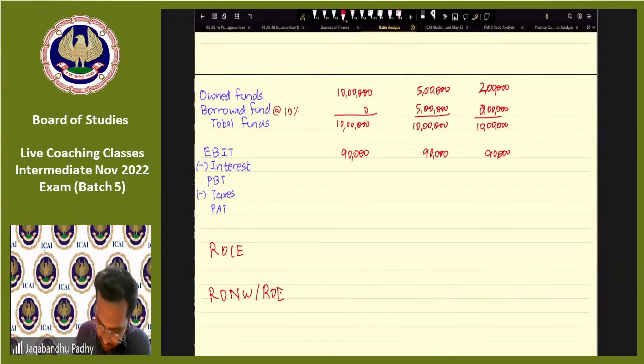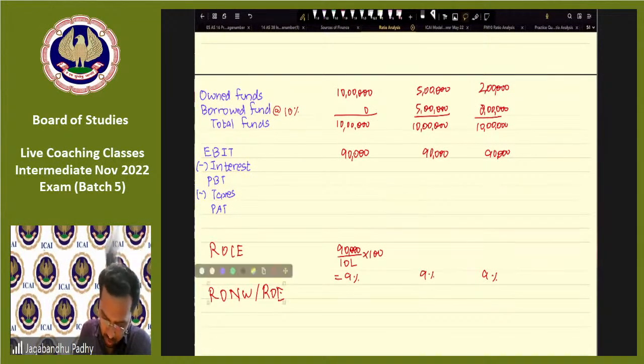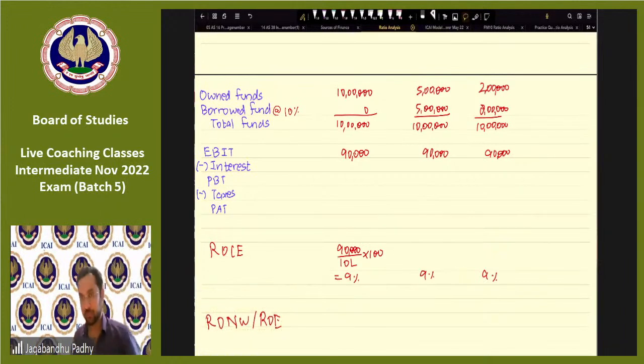Return on capital employed, how much is it? 9%. Perfect. Return on capital employed is 90,000 divided by 10 lakh into 100, which is 9%. And that 9% is going to be constant in each of these cases. Give me the number of return on net worth or return on equity.